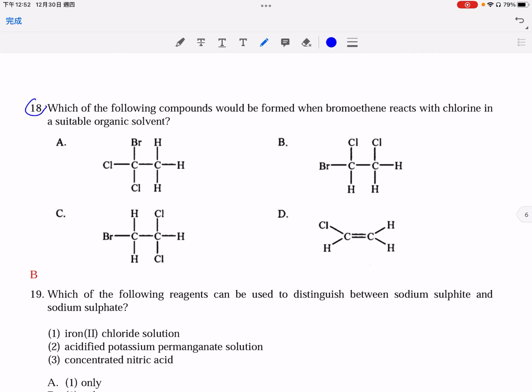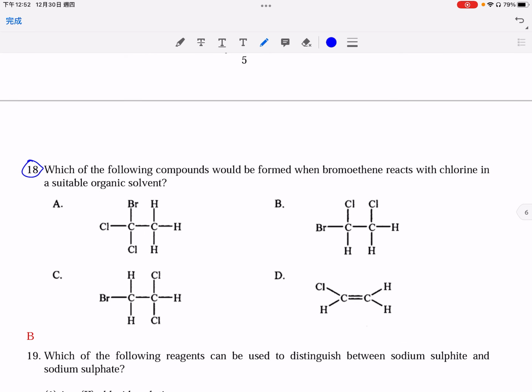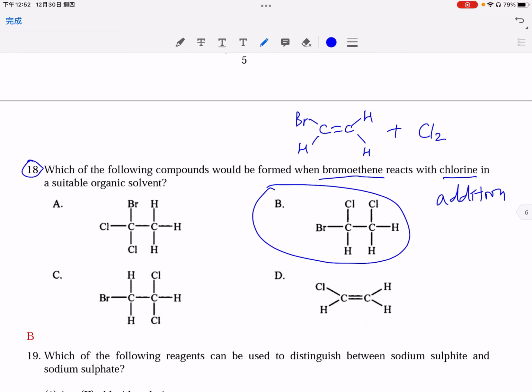Question number 18. Bromoethane has the formula like this. After it reacts with chlorine, it is of course an addition reaction. So the product is B.